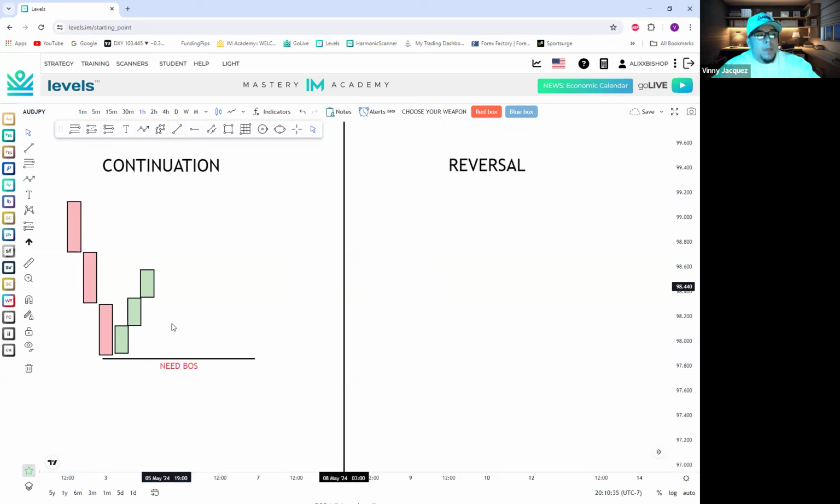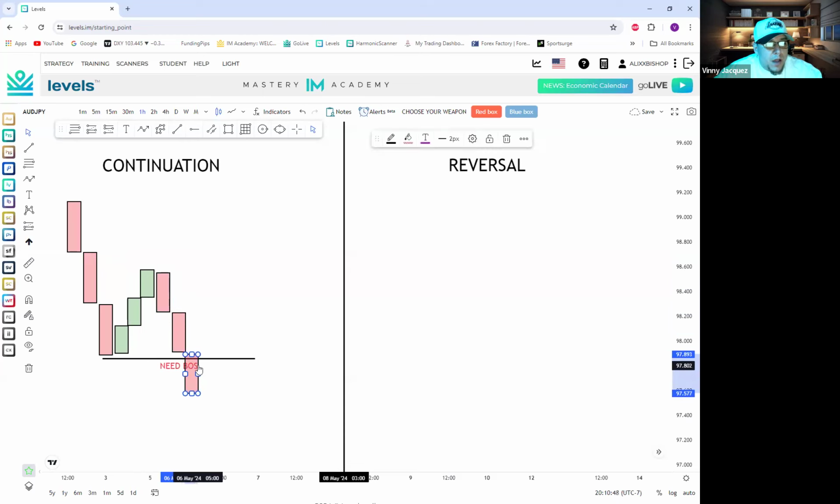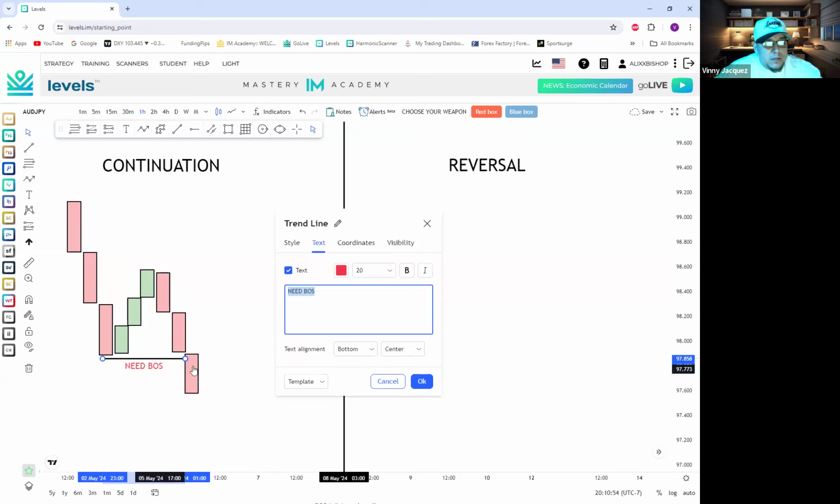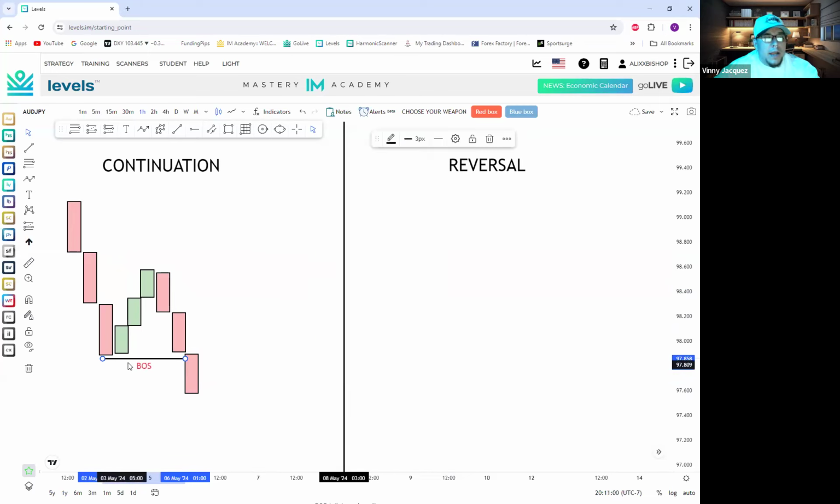We need to break structure to the downside in order to continue with the sales, right? So let's go. Market is doing its thing, heading down like it's supposed to. Awesome. We got that BOS, right? So now we can change this need BOS to BOS. Simple, right? We got that break of structure, so let's just change it and label that up.